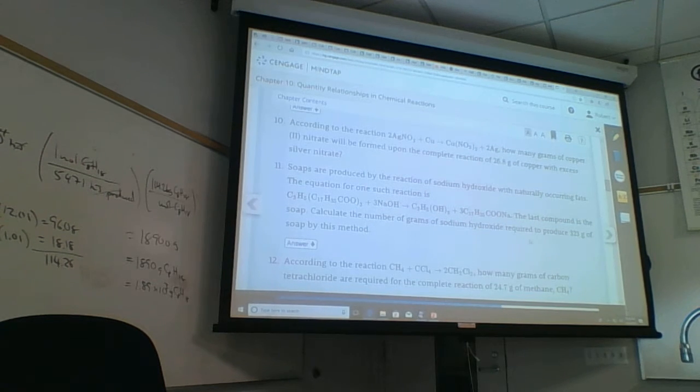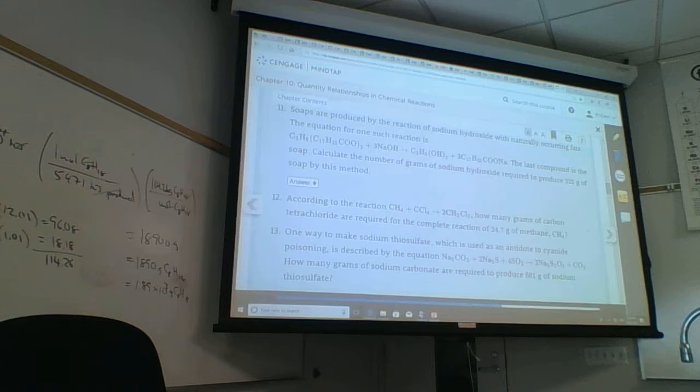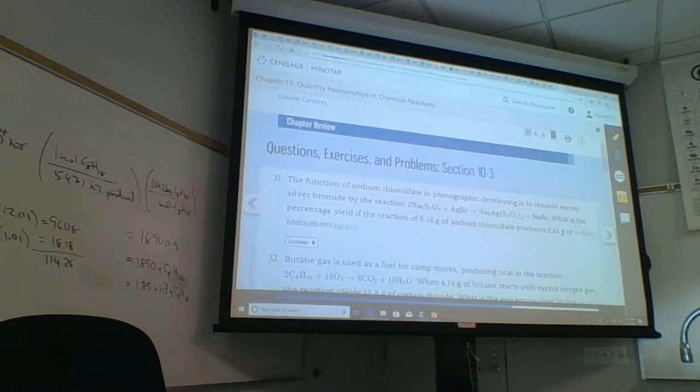So we have more problems. So they're all similar. Gram to mole, mole to mole. So grams of A to moles of A, moles of A to moles of B, to grams of B.